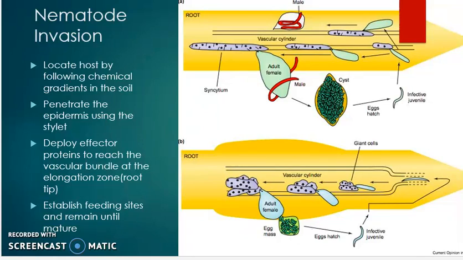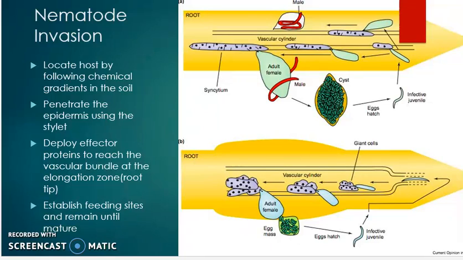Cyst nematodes, upon penetration of the root epidermal cells, migrate intracellularly through the root cortical cells towards the vascular bundle. Here they establish a feeding site through the fusing of adjacent root cells to form the multinucleated syncytia.